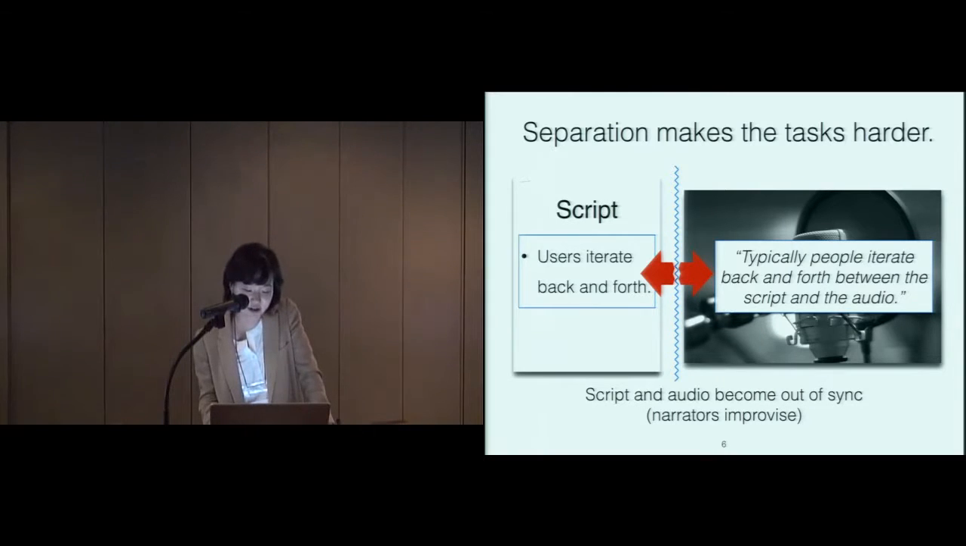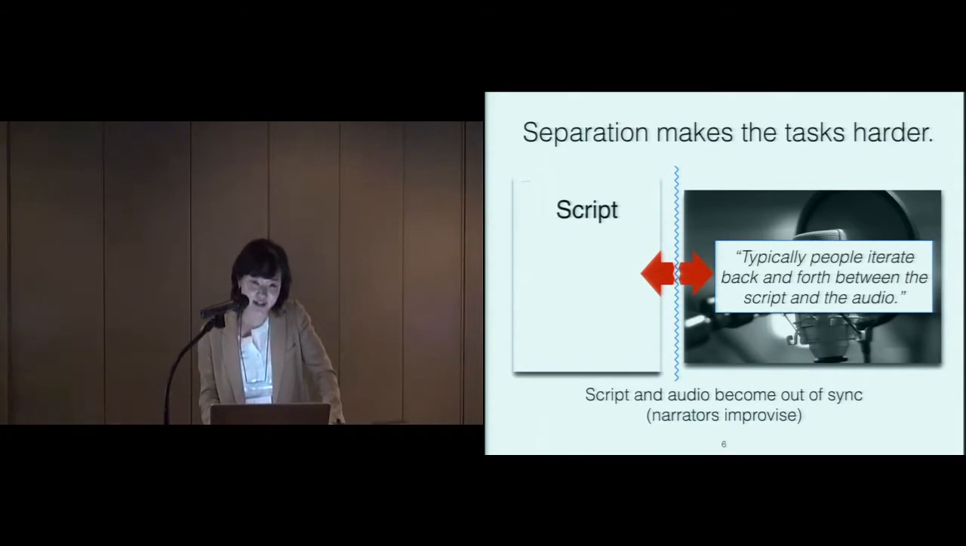Another very common scenario could be, for instance, making a video for UIST. Your script might be a simple outline of bullet points. So here I said users iterate back and forth. That's written in the script. But when I was doing the recording, I elaborated and said, typically people iterate back and forth between the script and the audio. You might not even have a script at all. So now some amount of improvisation is necessary, and the discrepancy between the script and the audio will be bigger.